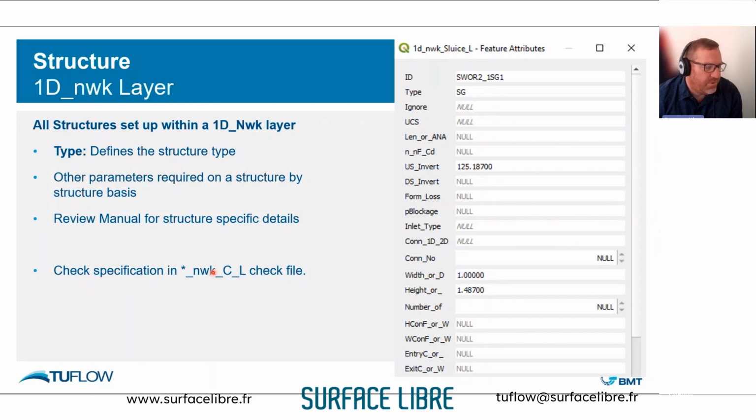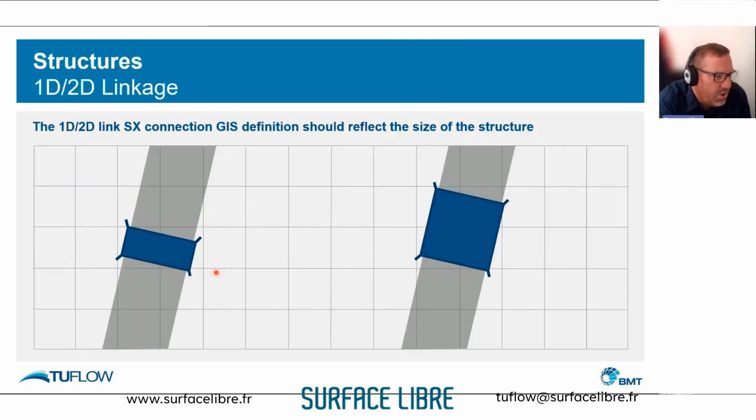And also, we've always got the check files to go back and check the specification of those structures and make sure that we've got everything set up correctly. Where we are using 1D structures, we just need to make sure that the 1D 2D link, which in the case of 1D structures would always be an SX connection. So we're taking the water level from the 2D domain, applying that to the 1D structure. That's calculating the flow through the structure. Then the flow's taken out of the 2D domain, and then at the downstream end, the flow from the 1D structure is applied back into the 2D domain. We use an SX connection.